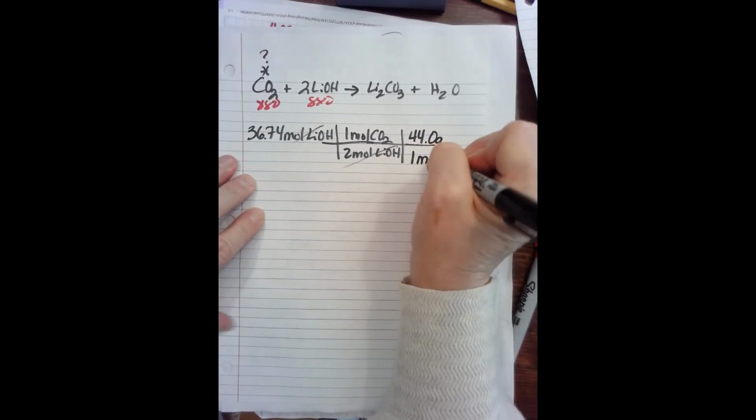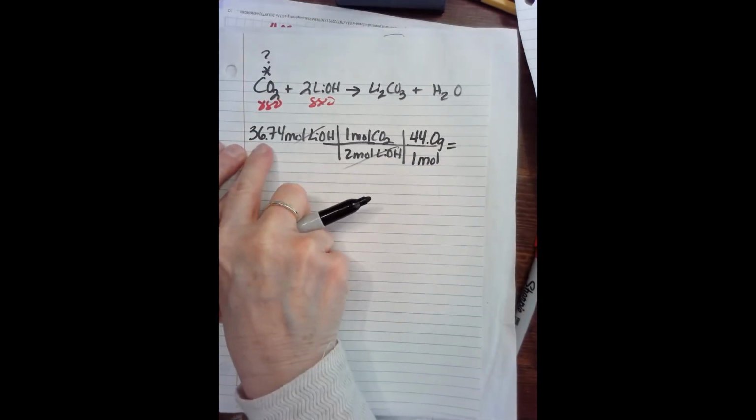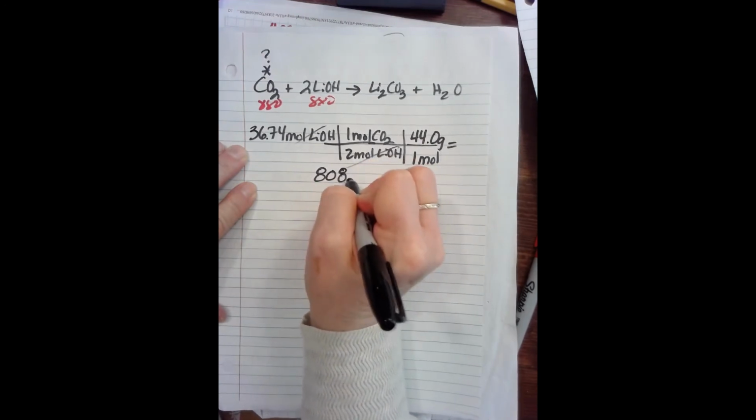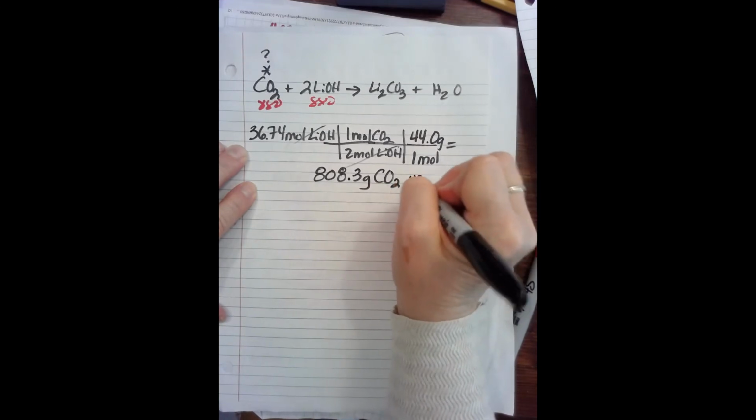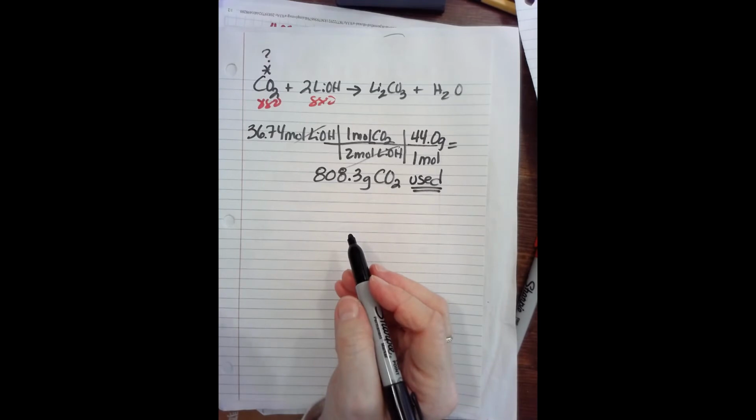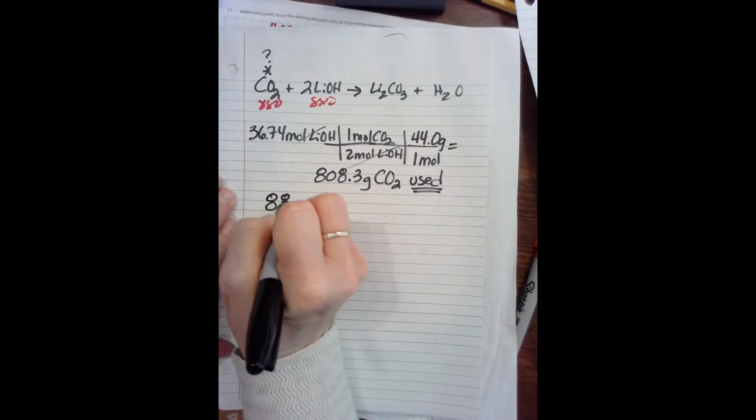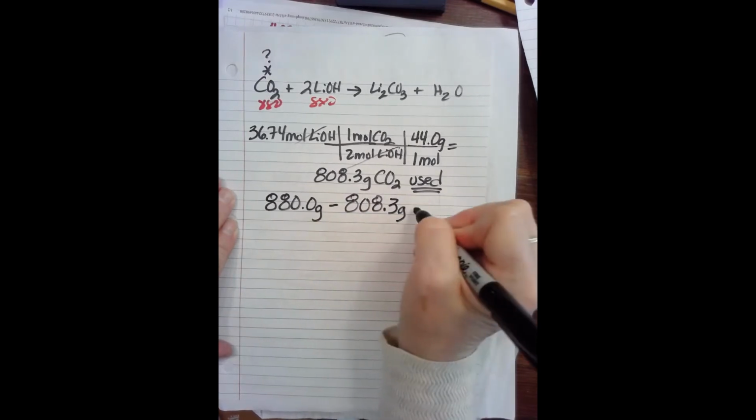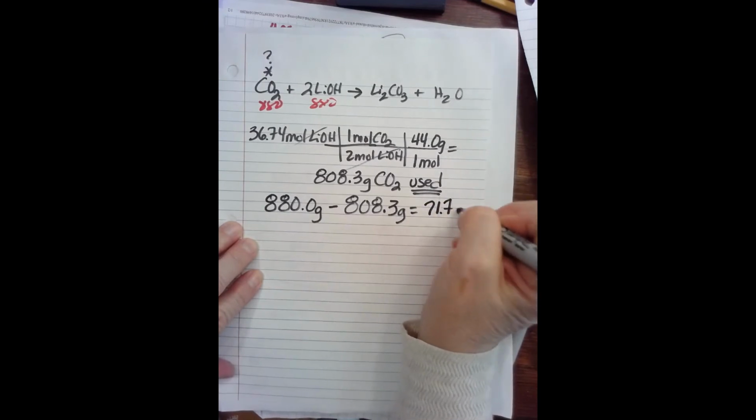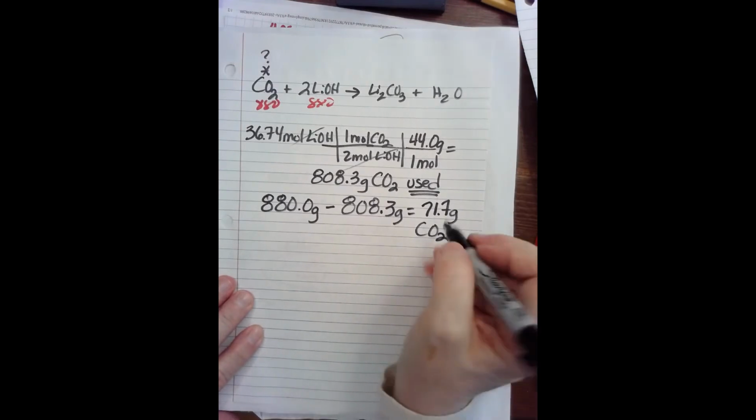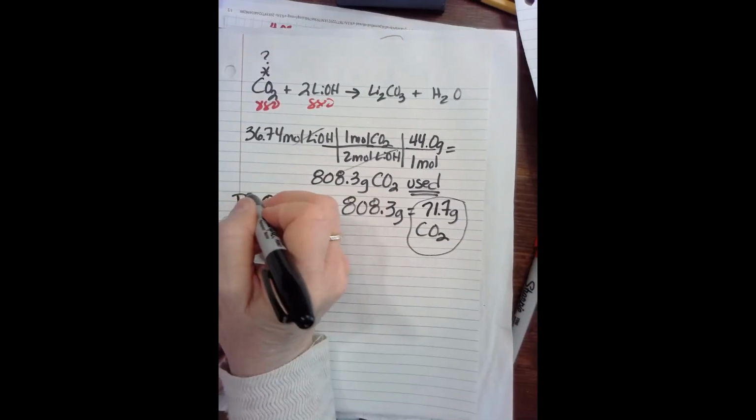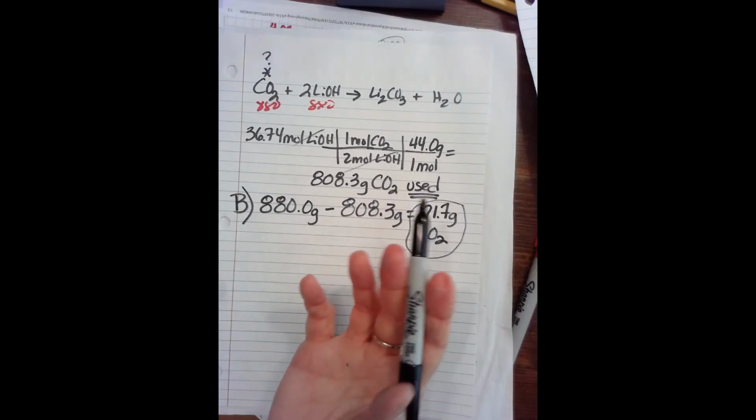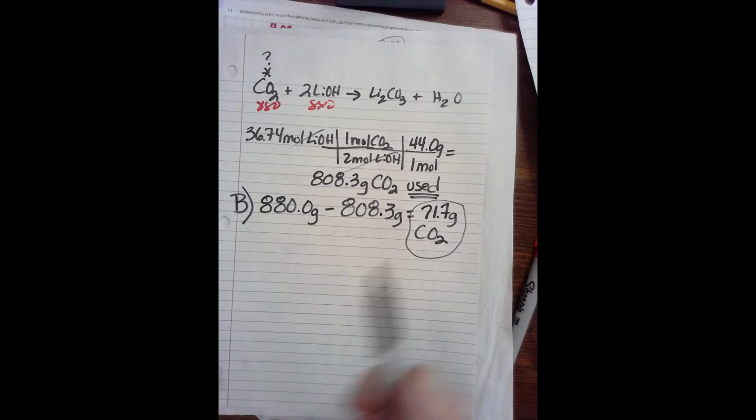So 44 grams is 1 mole. I would write down 36.74 divided by 2 times 44, which gets me to 808.3 grams of CO2 used. That's important. That's not what's left over. That's what was used. Now to find how much was left over, we take the original amount that we had, 880 grams minus 808.3 grams equals 71.7 grams of CO2 left over. So that's the answer to B, with all of this supporting work: finding the amount that was used, or finding the number of moles that was used, subtracting those moles from the original moles, and then converting with the molar mass.